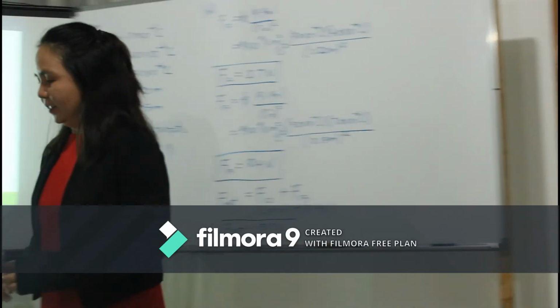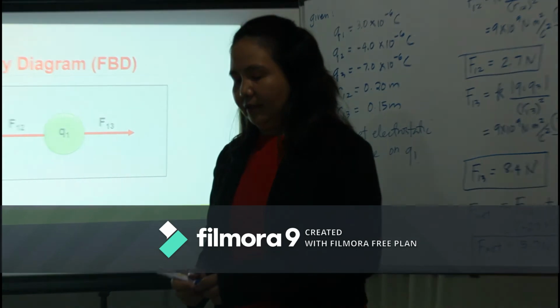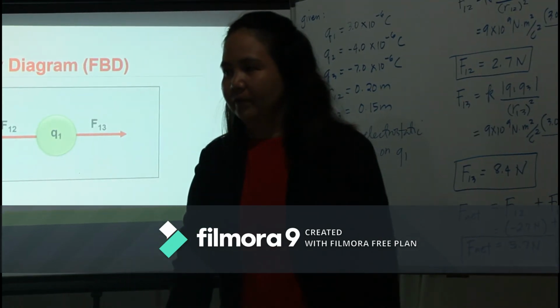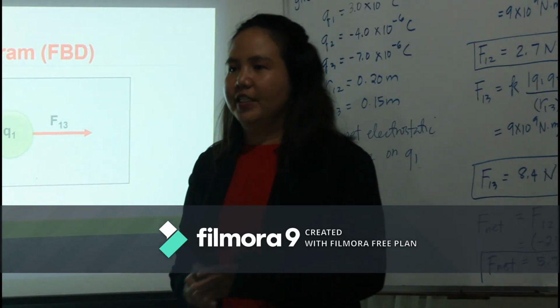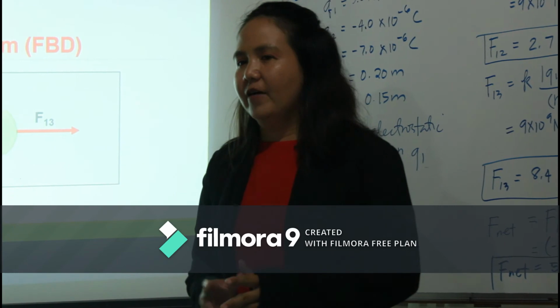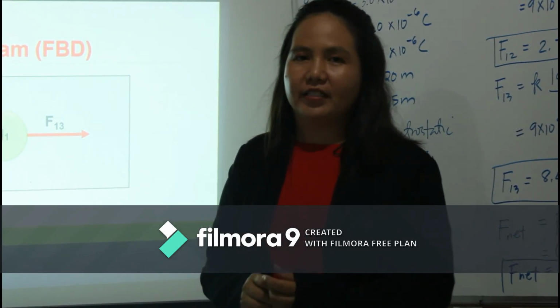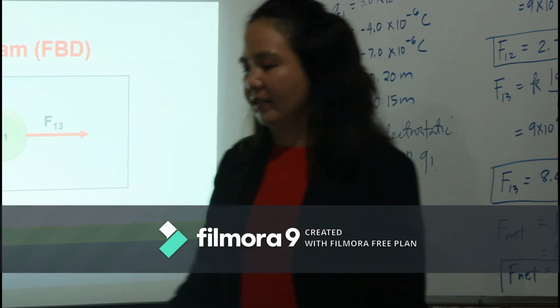Have you noticed the similarity between Coulomb's law and the universal law of gravitation? Both follow the inverse square law. The difference is that the electric force can be attractive or repulsive, while gravitational force is always attractive.